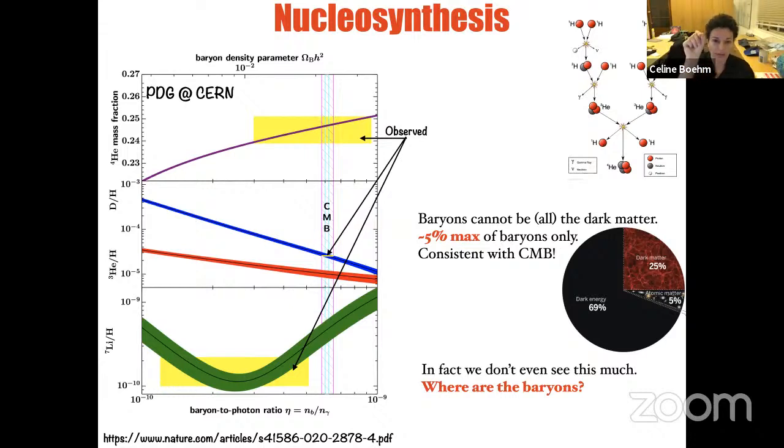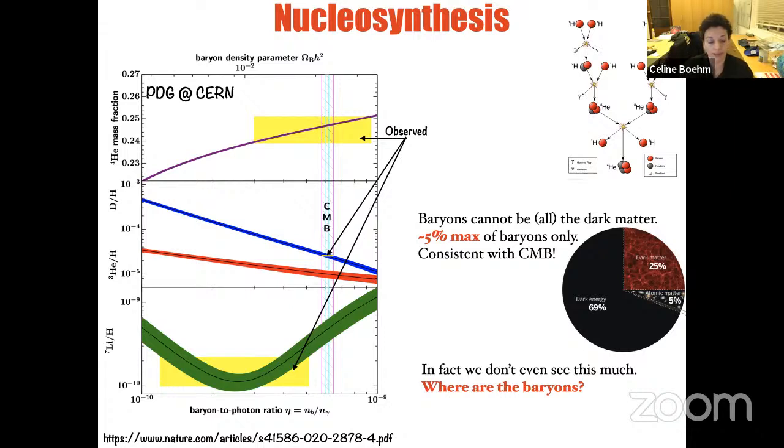So you have this narrow vertical band where it's written CMB in cyan. That's where the measurement from the CMB lies. But you can see that the measurement of the deuterium is perfectly aligned with this. And this is compatible with the measurement for the helium abundance. So in principle, you expect the lithium to also be exactly in the vertical line where the CMB is.